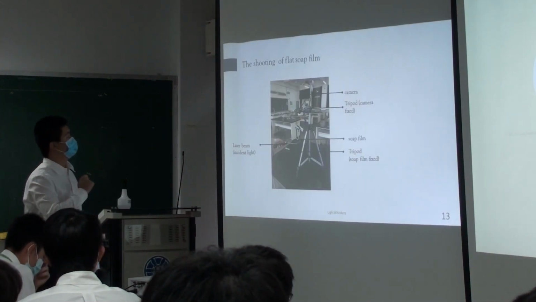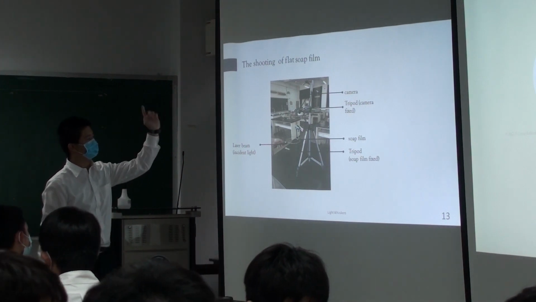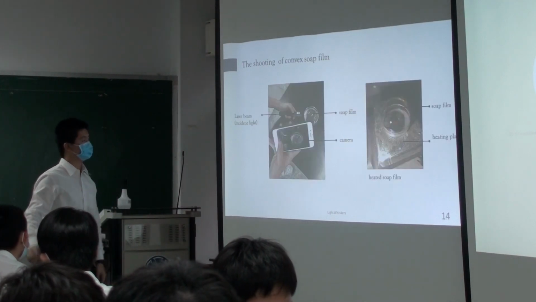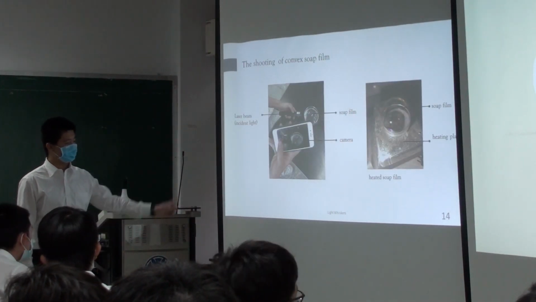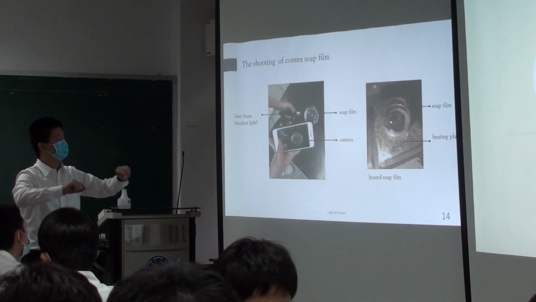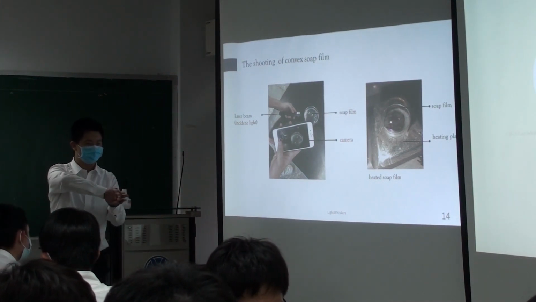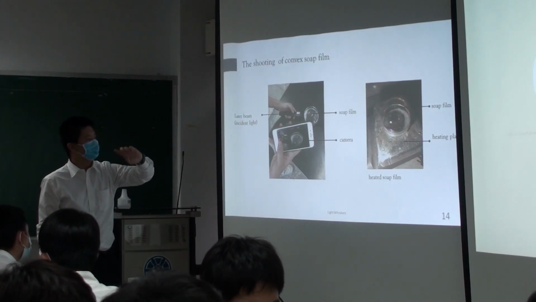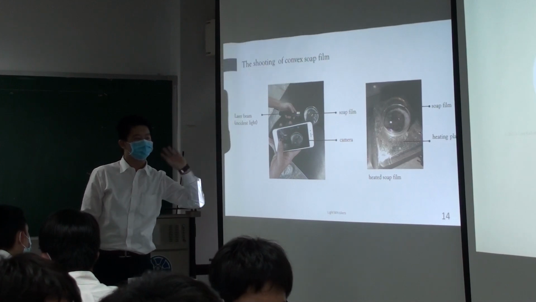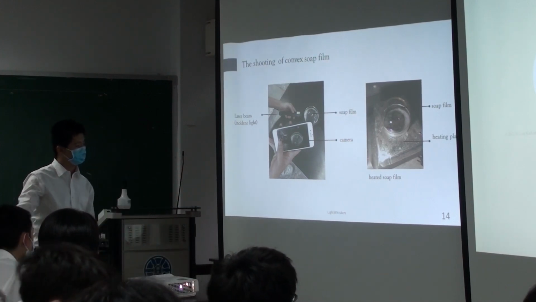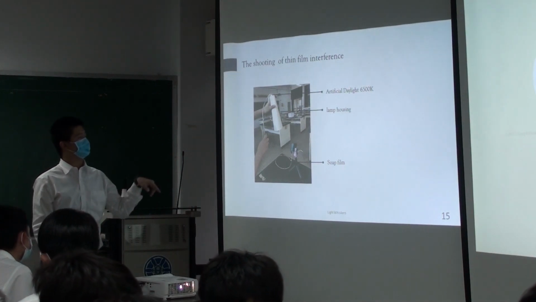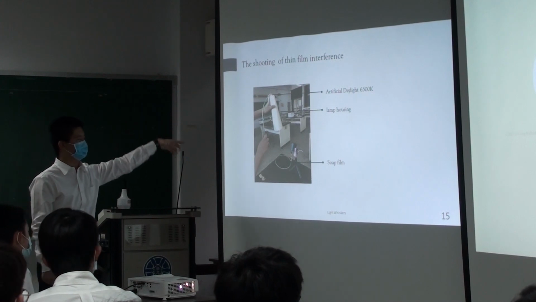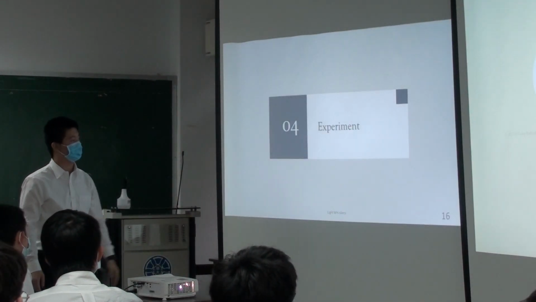Now for the setup. For the shooting of the soap film, we have a camera, tripod, soap film, tripod, and laser beam, which is our incident light. That one was a flat soap film, so there's only one layer. Convex soap film means there's a 3D bubble shape. The laser beam, soap film, camera, and then the soap film and the heating plate, which we will discuss later. Now, for the shooting of thin film interference, we have artificial daylight, a lamp, and the soap film.